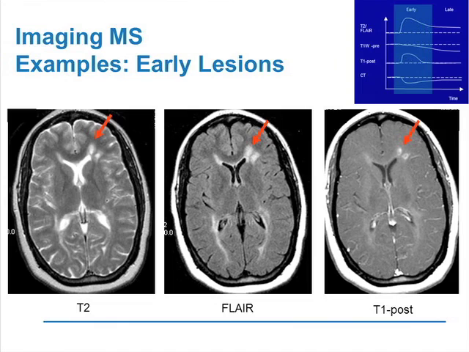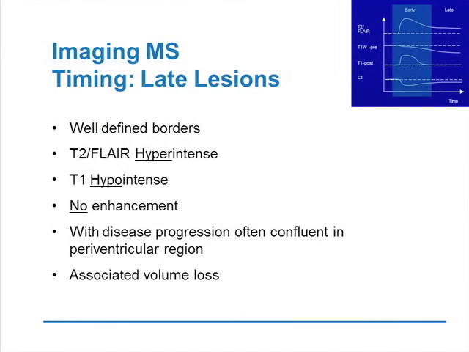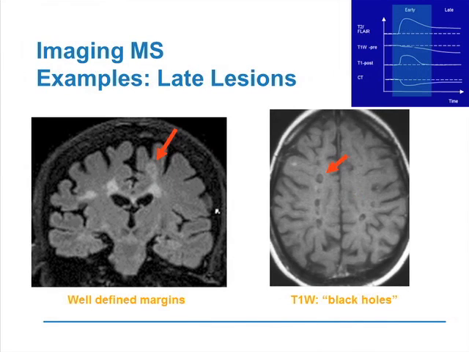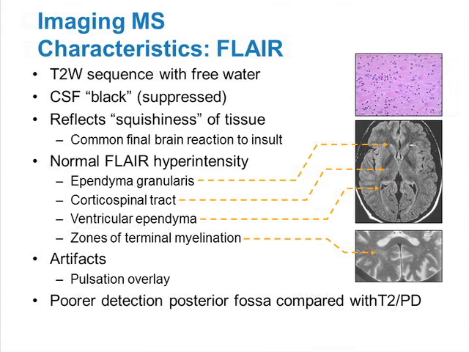Now, if we look at the late lesions, they typically have very well-defined borders, and their T2 and flare are quite hyperintense, and now the T1 becomes dark, it becomes hypointense, and there will be no enhancement. And as the disease progresses in these patients, they usually become confluent in the periventricular regions, and of course there's this inexorable slow volume loss. Here are some examples of these later lesions. You can see well-defined margins on the left, and then you can see these so-called black holes on the right in this T1-weighted image. So what is flare?